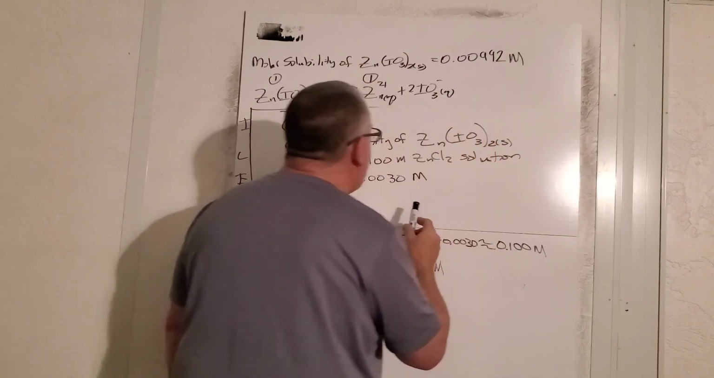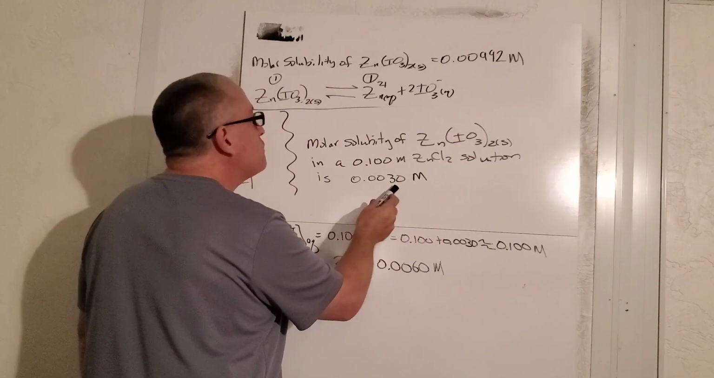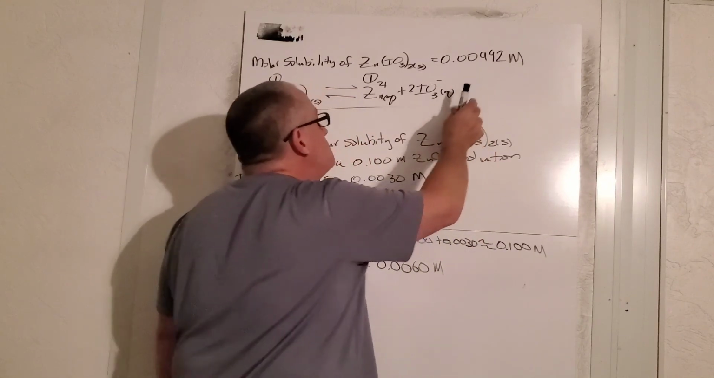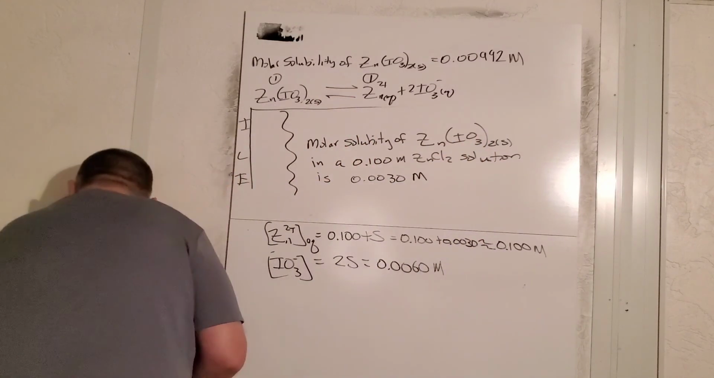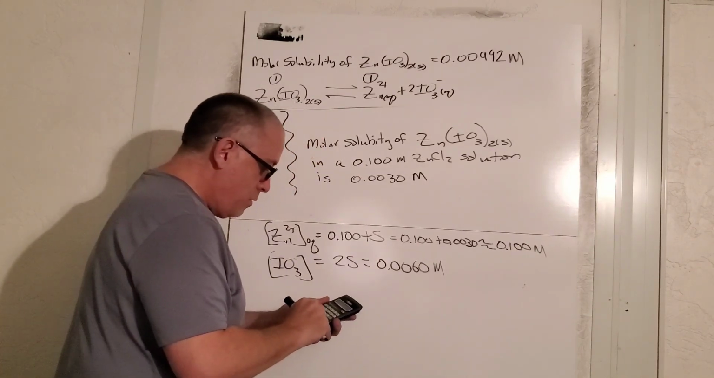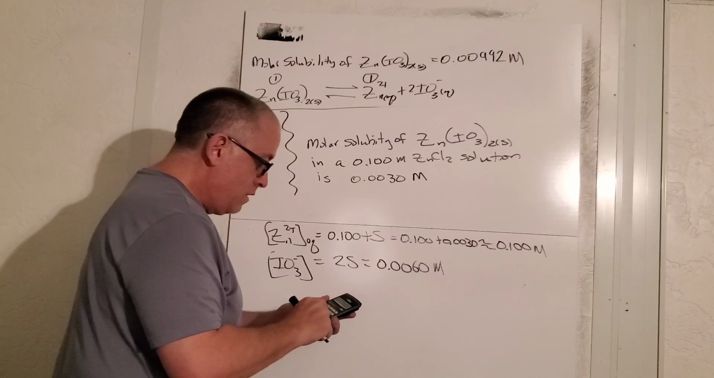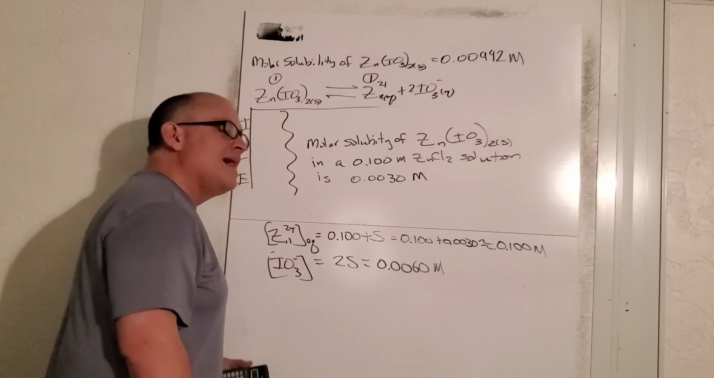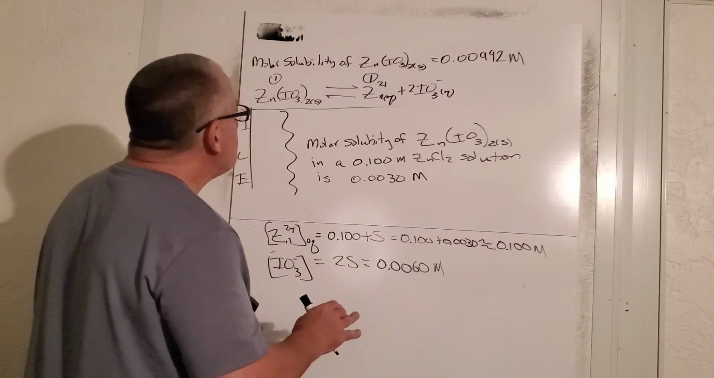I mean, it's about 3 times lower, right? 0.003 is about 3 times smaller than 0.0092. Let's see, 0.0092 divided by 0.003. Yeah, it's 3.3 times smaller, which makes sense.